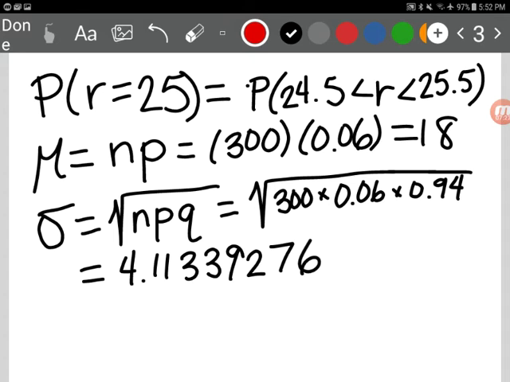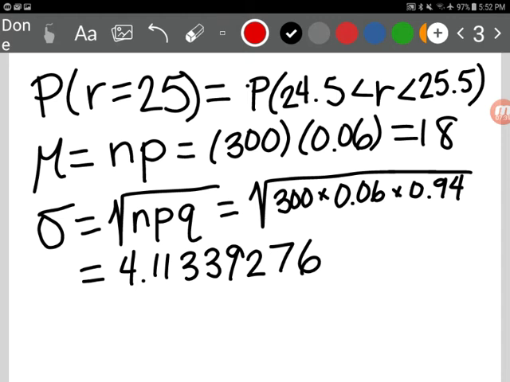Now you do want to go through the next step. It says that if np is greater than 5 and nq is greater than 5, then r has a binomial distribution that is approximated by a normal distribution. So we do want to make sure that those statements are true before I even went to finding the mean and standard deviation.